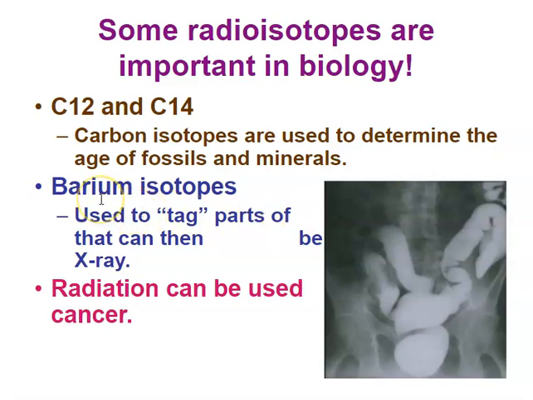Also, barium is radioactive, so it can be used to kind of tag parts of organs, either by injecting dye into them, or my son had to have this done. He had to drink a barium milkshake so they could look at his GI tract like you see here. And then you look at it through an X-ray, and the radioactivity that's given off from those isotopes changing into different isotopes is able to be seen on an X-ray, and you can look at the different organs.